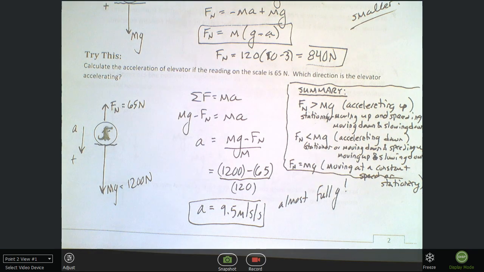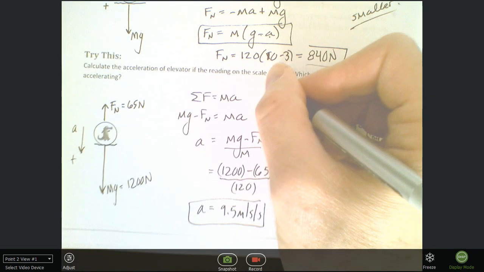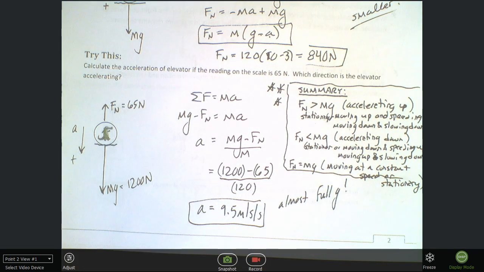This is probably the most important part of this entire lesson right here. I'm glad I saved such a small little space for it.